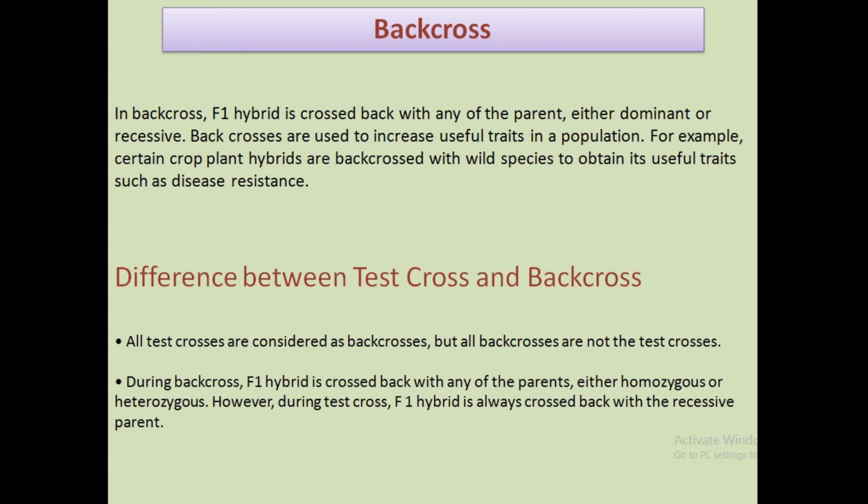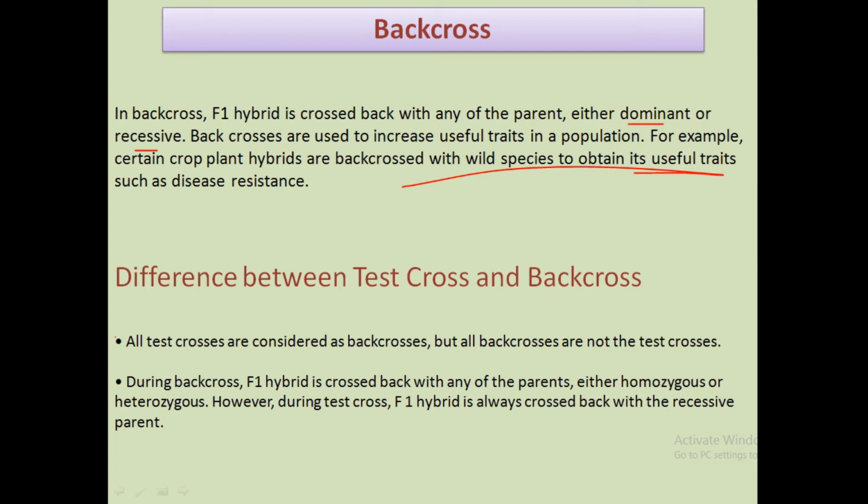In back cross, the F1 hybrid is crossed back with any of the parents. It can be either the dominant or the recessive one, but in test cross we are crossing only with the recessive one. Backcrosses are used to increase useful traits in a population. For example, certain crop plant hybrids are backcrossed with a wild species to obtain its useful traits such as disease resistance, etc. So regarding the differences between test cross and back cross, all test crosses are back crosses, but all back crosses are not test crosses.